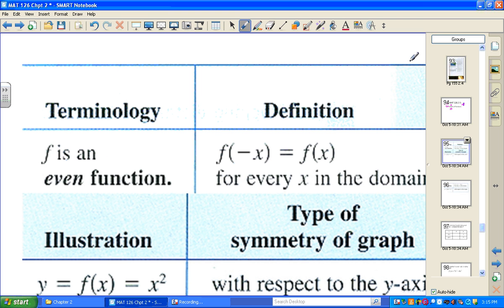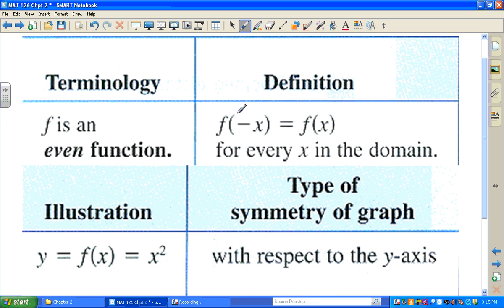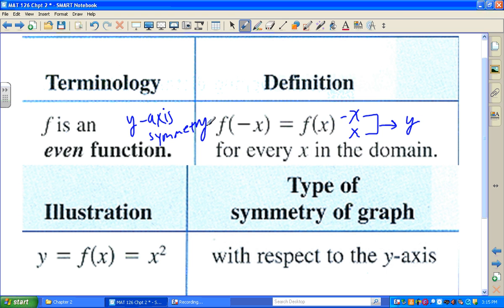First of all, an even function. This is f of negative x equals f of x for every x in the domain. We said last week that if you put negative x in and you put an x in, you'll get out the same y. We said it's an even function if it has y-axis symmetry. All right? If it has y-axis symmetry, it's an even function. That was for a graph. If it has f of negative x equals f of x, that's the algebraic definition.